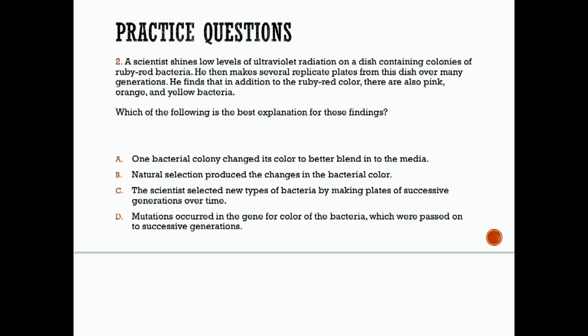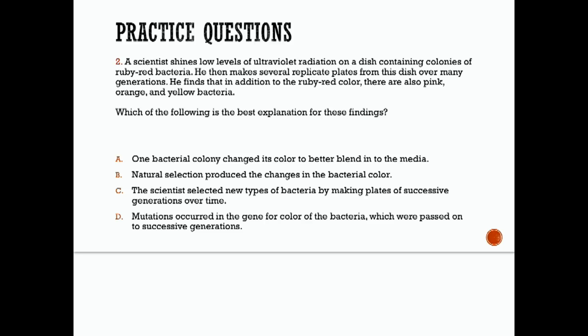Number 2, a scientist shines low levels of ultraviolet radiation on a dish containing colonies of ruby red bacteria. He then makes several replicate plates from this dish over many generations. He finds that in addition to ruby red color, there are also pink, orange, and yellow bacteria. Which of the following is the best explanation for these findings? So go ahead and pause it and think over the choices.